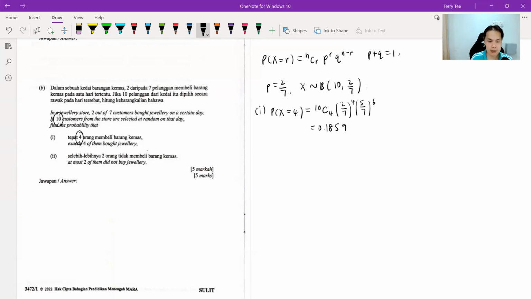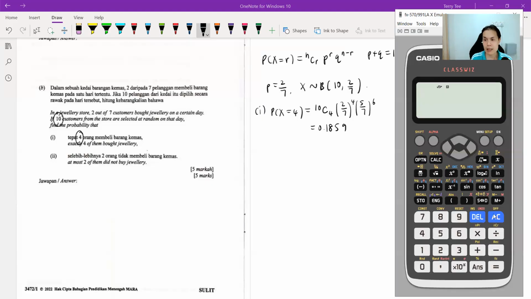Okay, of course, if you have this calculator, life will be a lot easier. You press mode. You go to number 7 for distribution. You go to 4 for binomial. All right. You go to 2 for variable. And your x value is 4. Your n value is 10. Your p, probability of success, is 2 over 7. There you go. My p is 0.1859. So you have less things to type in your calculator because you just have to key in your n, your p, and your x value.